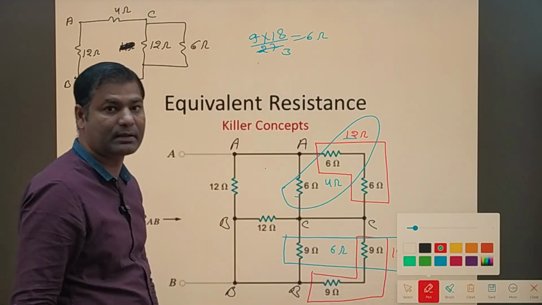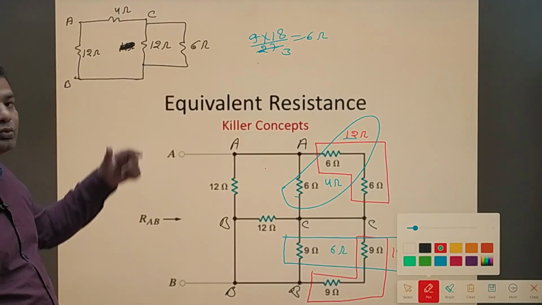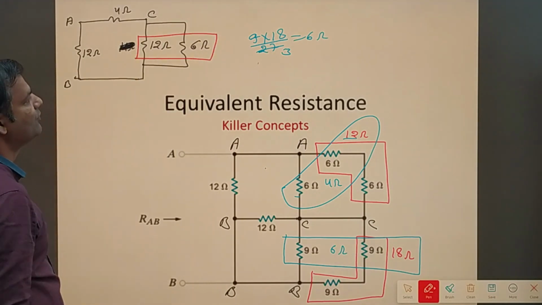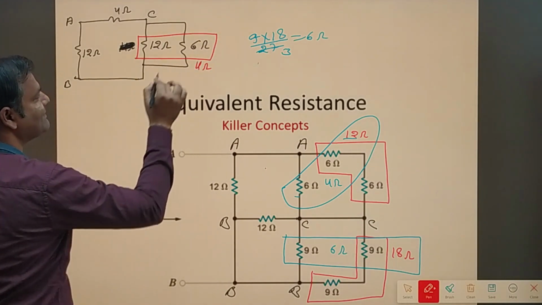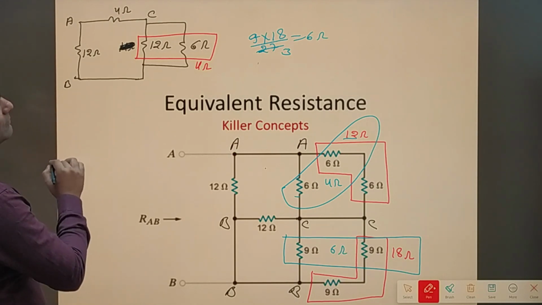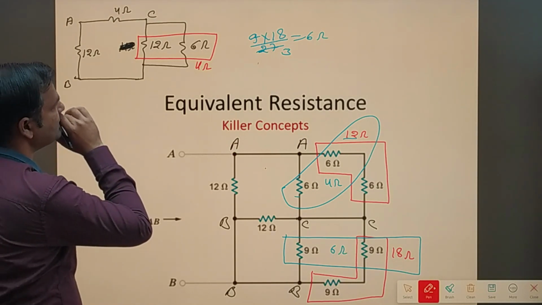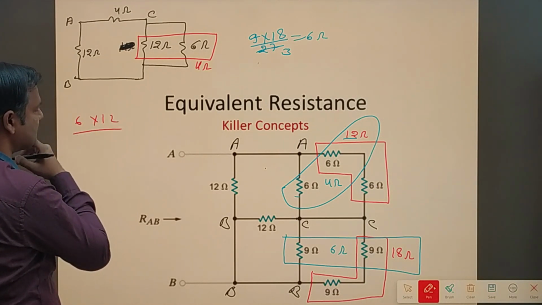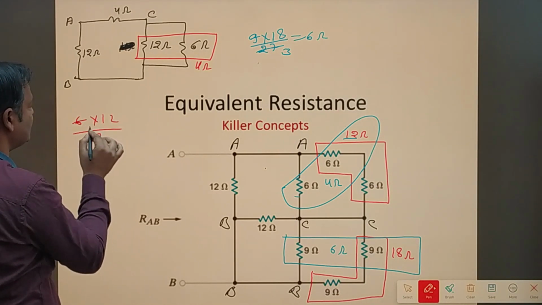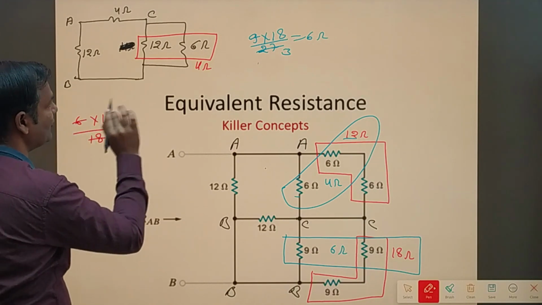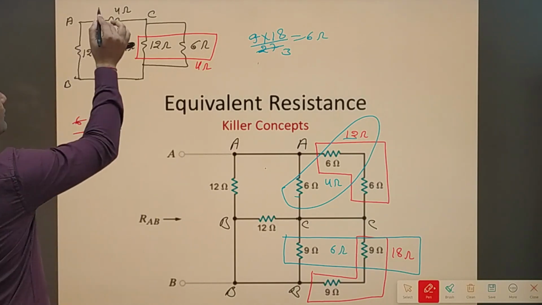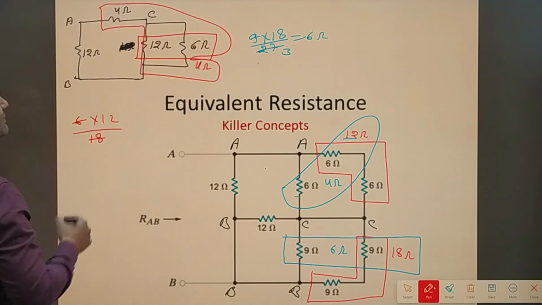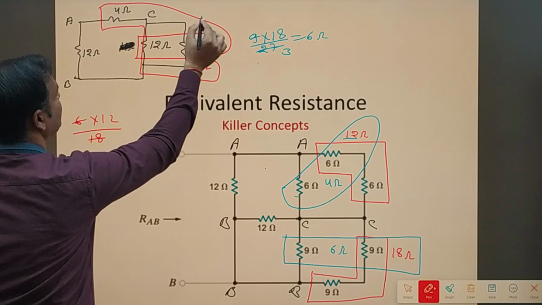After that, these two are parallel, so the parallel combination of these two, we got 4 ohm. No, that is 6 ohm. 6 into 12 divided by how much? 18. So 4 ohm is the right answer. Okay, now this 4 ohm and that 4 ohm are connected in series, so that is how much? 8 ohm.